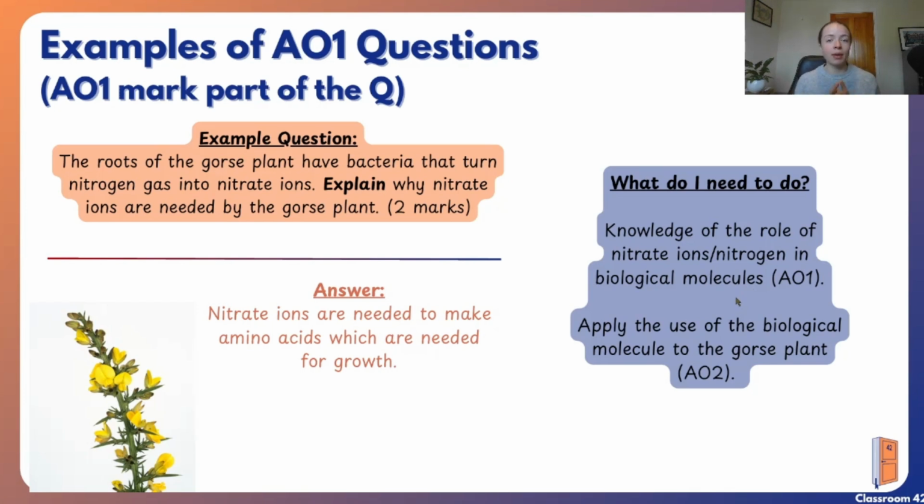And the reason we need to think about biological molecules is because we're talking about a specific type of ion or molecule, so instantly we need to start thinking about biological molecules because that's the level at which we're working. And then apply that use of biological molecules to a gorse plant. So why do plants in general need amino acids? Well, they need to build more tissue, so it's needed for growth. So that's what I've put here. So nitrate ions are needed to make amino acids, mark 1, which are needed for growth, mark 2.